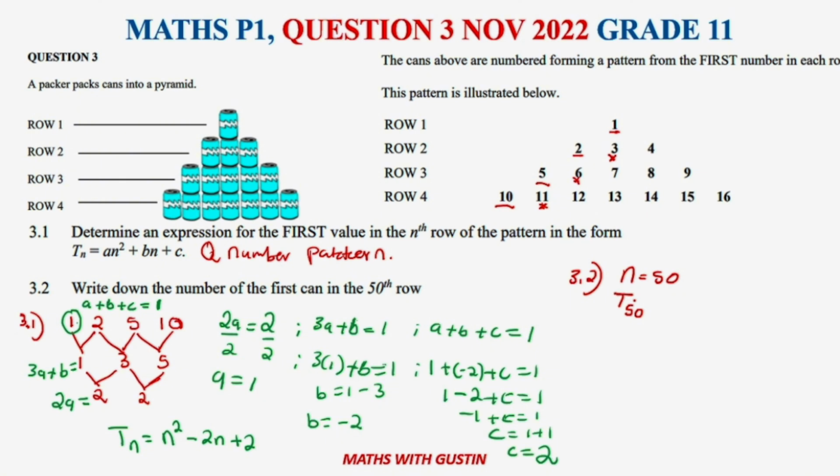With n equal to 50, what would be the number there? We just substitute: 50 squared minus 2 times 50 plus 2. If you punch this into my calculator, it gives me 2402.